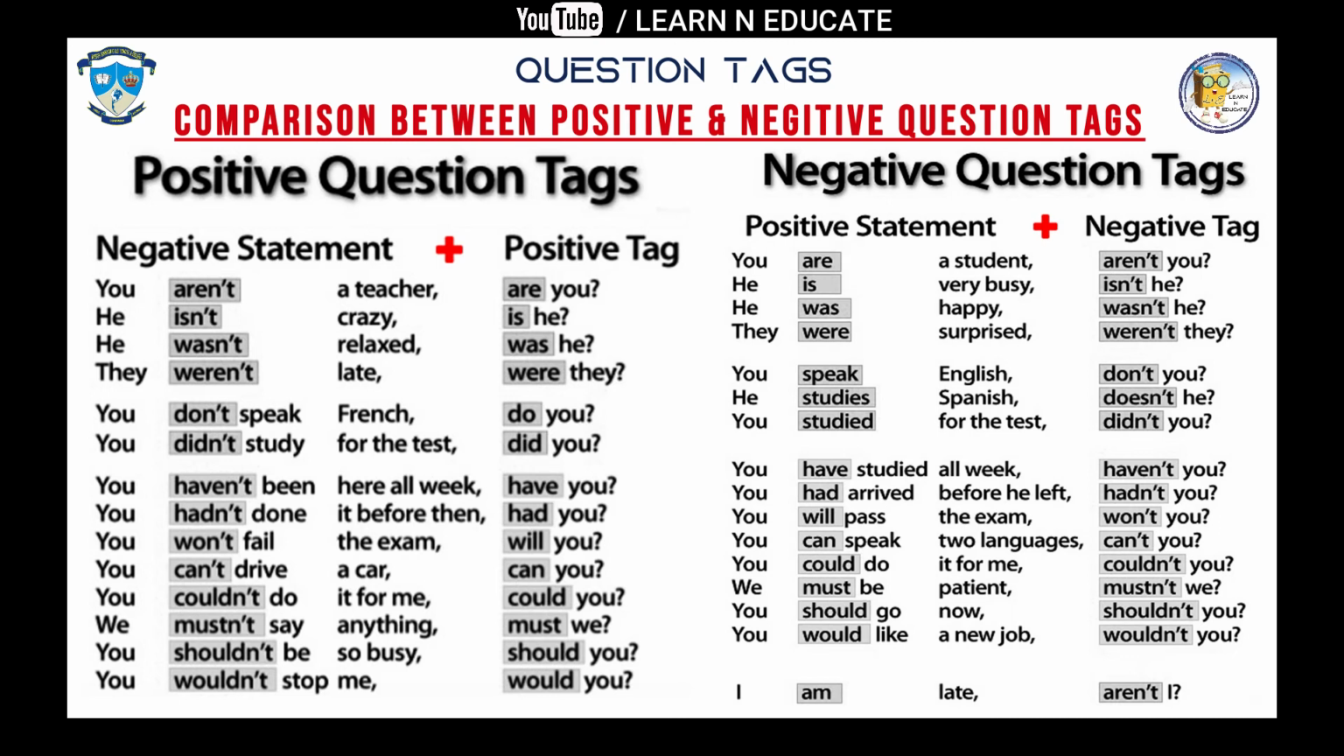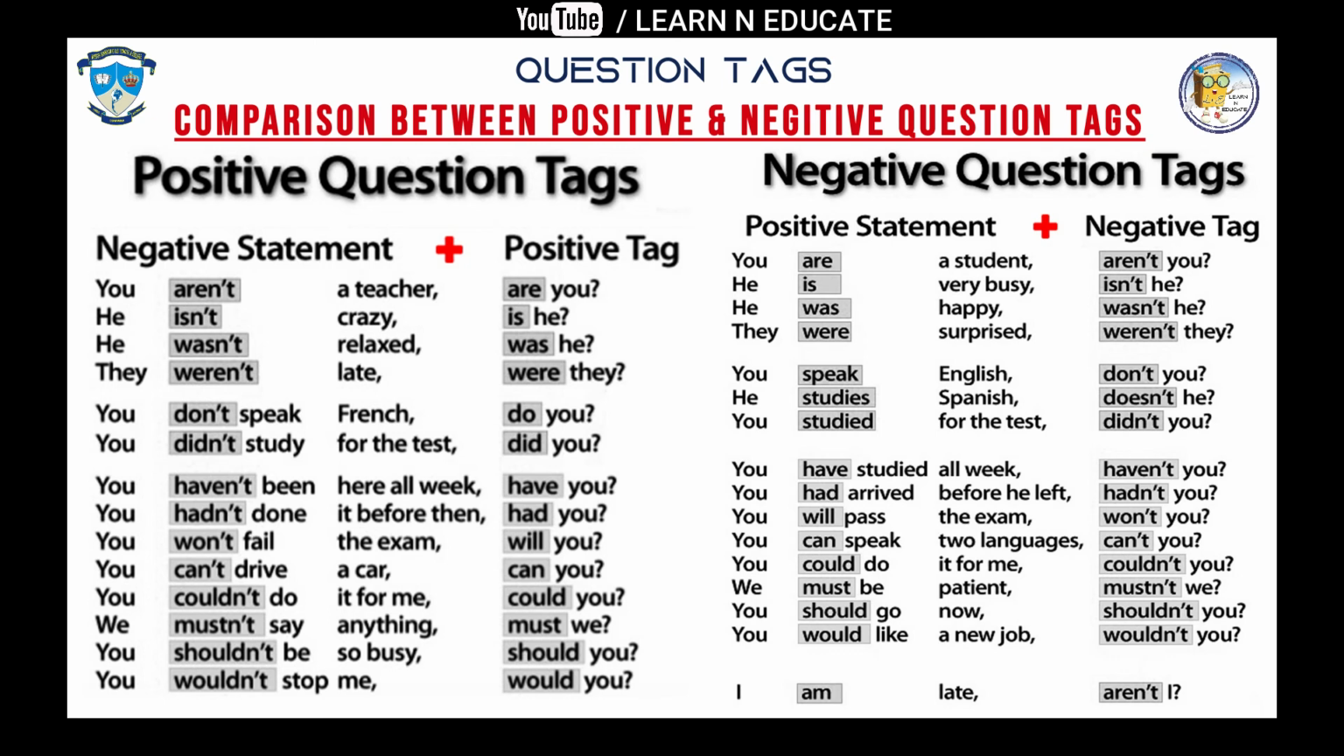Now let's see negative question tags. Positive statements will give negative question tags. Let's see a few examples. You are a student, aren't you? So what are we doing here? We are changing are into aren't. Aren't is the contracted form of are not. Next, he is very busy, isn't he? We are changing is into isn't, which is the contracted form of is not.